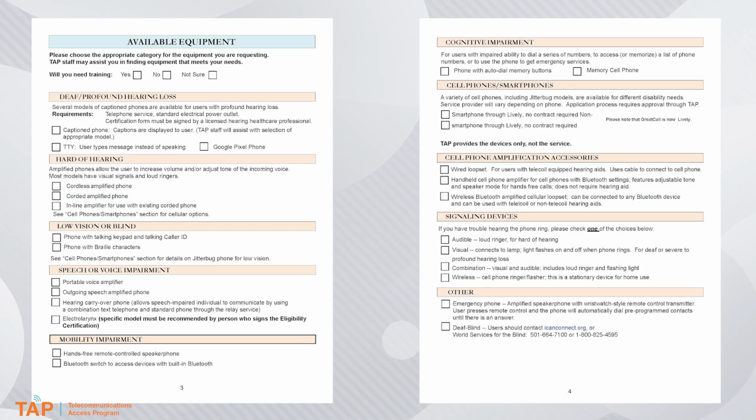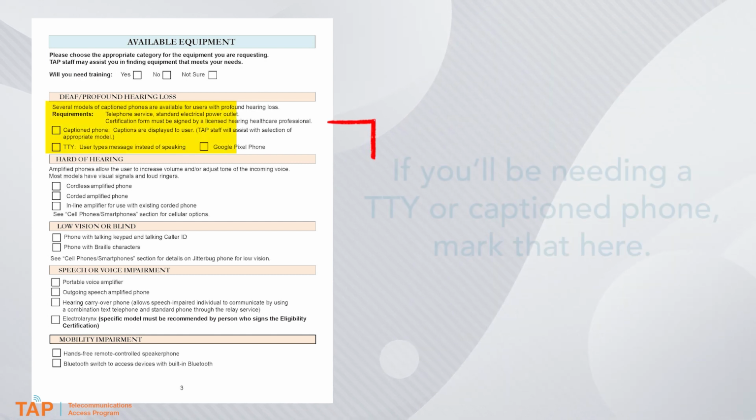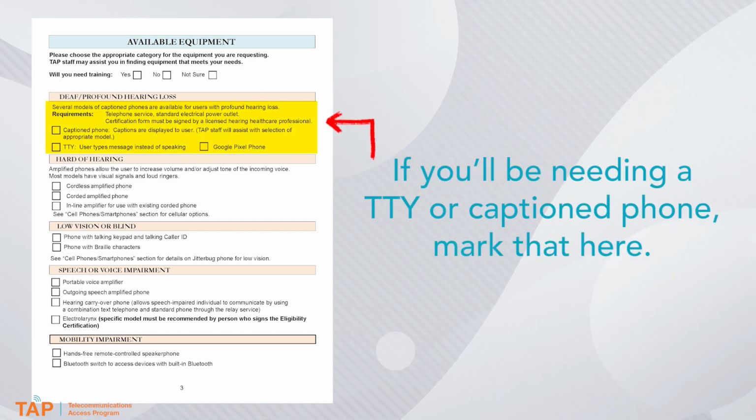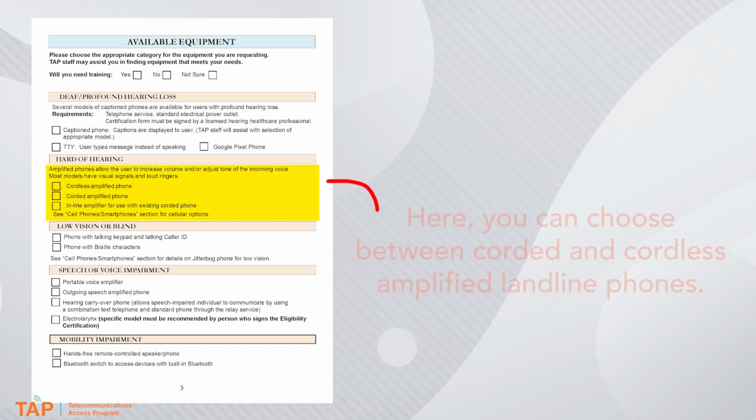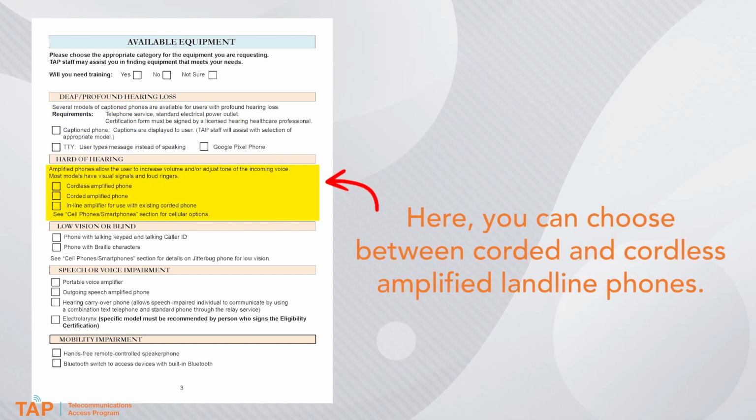Pages 3 and 4 are a list of the equipment available, and they are divided into categories by disability and equipment type. If you are deaf or have profound hearing loss and need a TTY or a captioned phone, please see the top of page 3. Below that are amplified landline phones for hard of hearing clients. You can choose between corded and cordless phones.